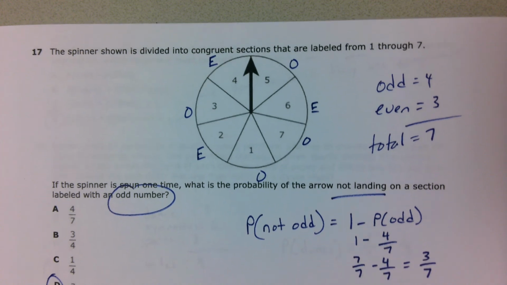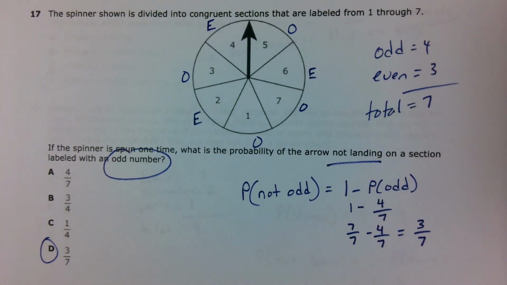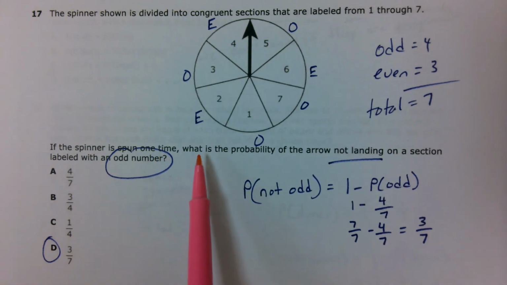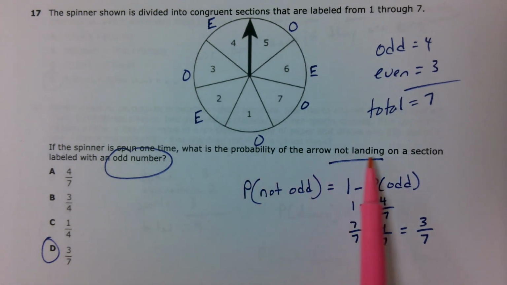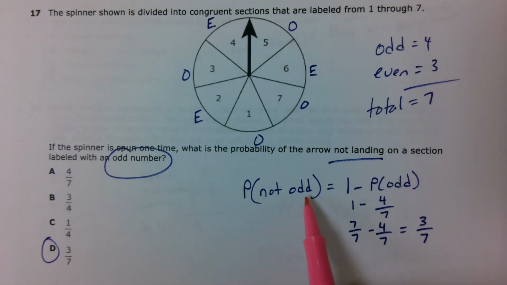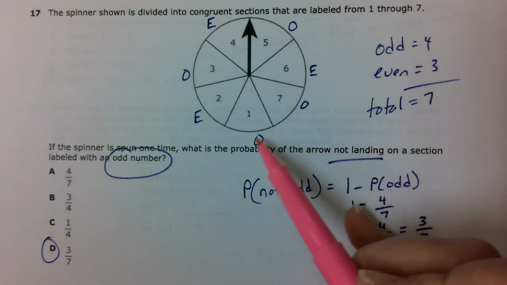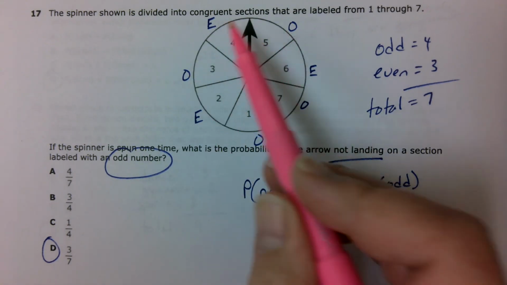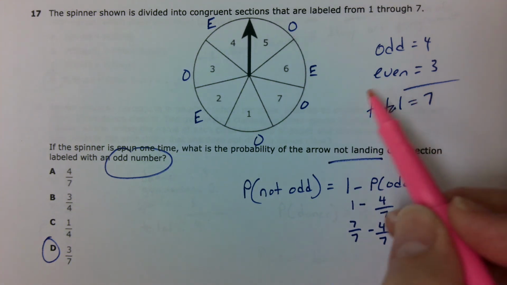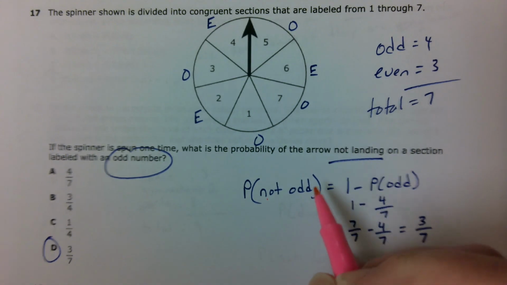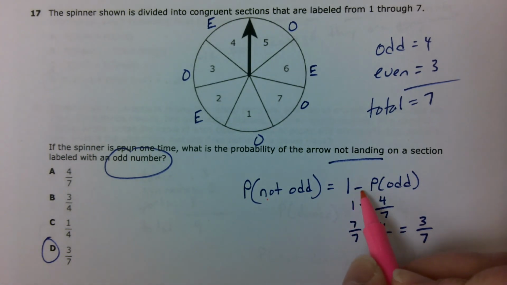Number 17, the spinner shown is divided into congruent sections that are labeled from 1 through 7. If the spinner is spun 1 time, what is the probability of the arrow not landing on a section labeled with an odd number? So a probability of not odd. Again, I determined which ones were odd. I had 4 odds, 1, 2, 3, 4, and 3 evens, and a total of 7 sections. So the probability of not odd is 1 minus the probability of odd.